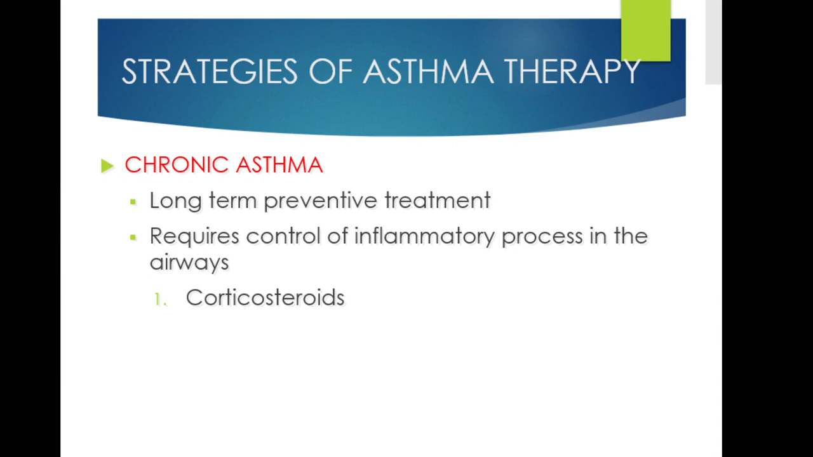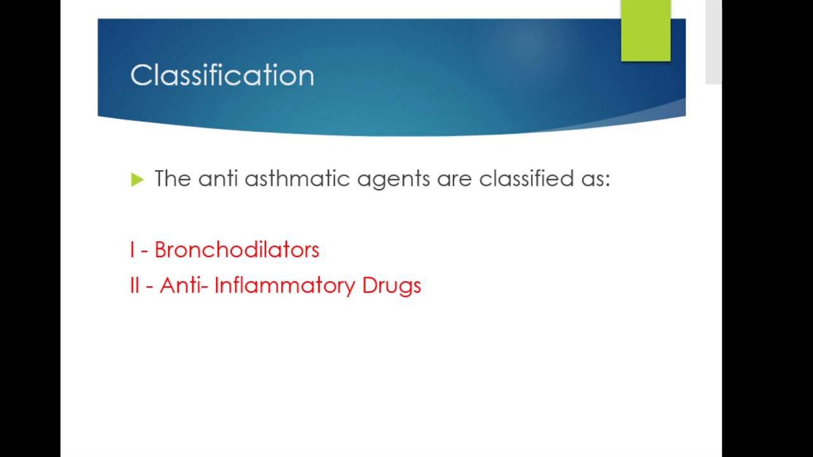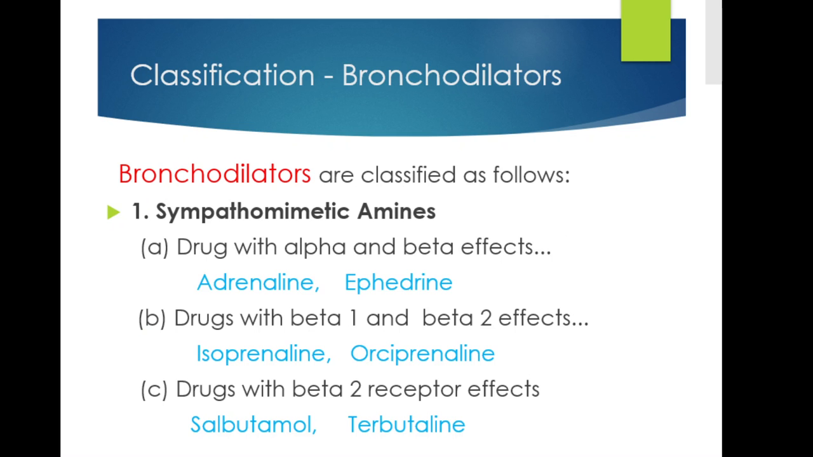Chronic asthma requires long-term preventive treatment, and usually the inflammation in the airways can be treated by corticosteroids. Next, coming to the anti-asthmatic agents. Definition: the agents which are used in the treatment of asthma are called anti-asthmatic agents. There are two types: bronchodilators and anti-inflammatory drugs. The bronchodilators are the agents which cause bronchodilation and prevent and relieve the symptoms of asthma. Normally, they will dilate the bronchioles and produce bronchodilation.